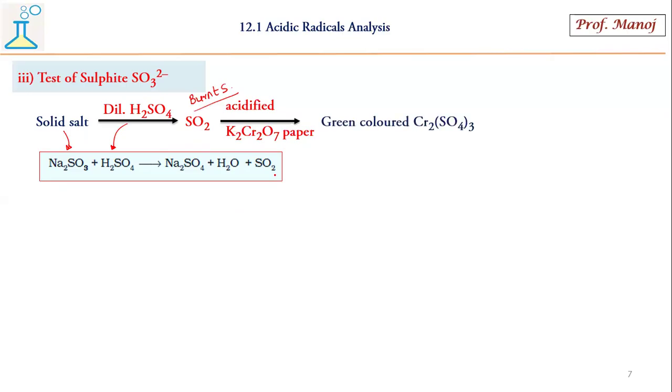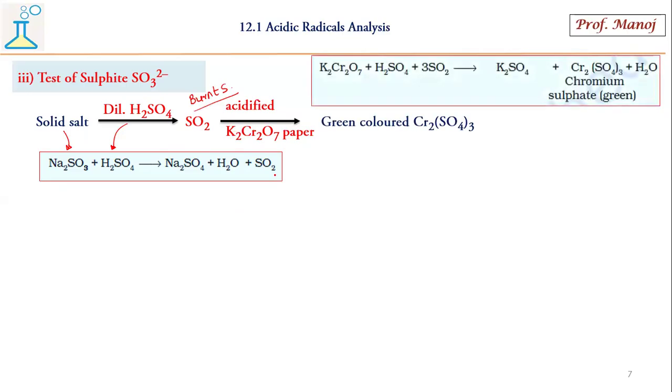Green colored chromium sulfate is produced. You can see this way. So what they do, I'll just draw a diagram and show it to you. In a test tube, suppose a reaction is going on, and from here sulfur dioxide gas is coming out. So they keep a filter paper dipped in potassium dichromate over here. The moment it reacts with it, chromium sulfate is produced, and this paper turns greenish in color. This kind of reaction is practically carried out.